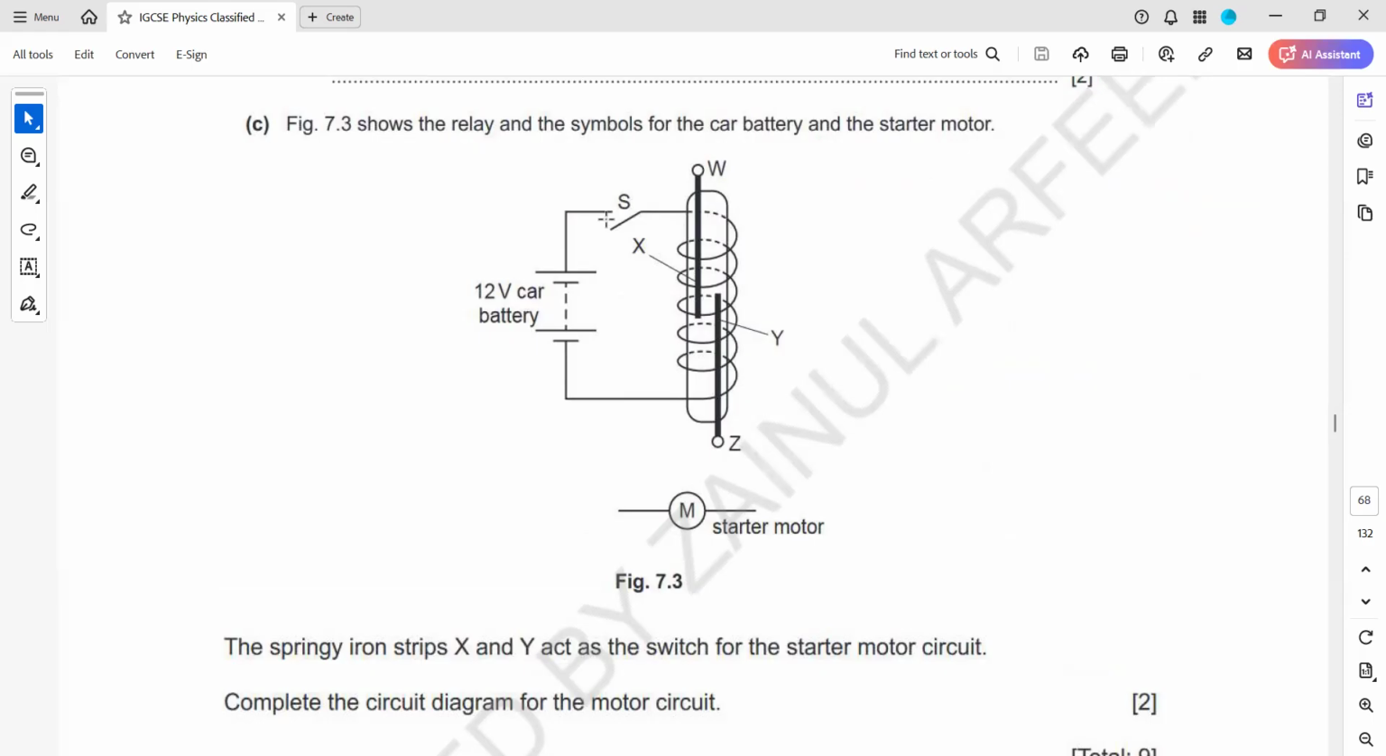Sir, with what? Yeah, look, figure 7.1 shows a relay and the symbol for the car battery and the starter motor. Okay, this is the starter motor. The springy iron strips X and Y act as a switch. We want X and Y to be a switch. So we connected to Z. Then complete the circuit diagram for the motor. The one end we connected to the car battery, and one end we connected to Z.